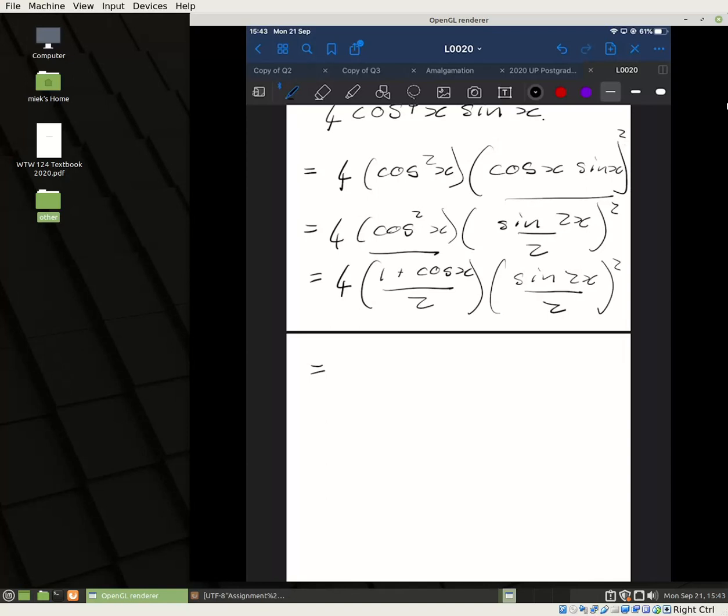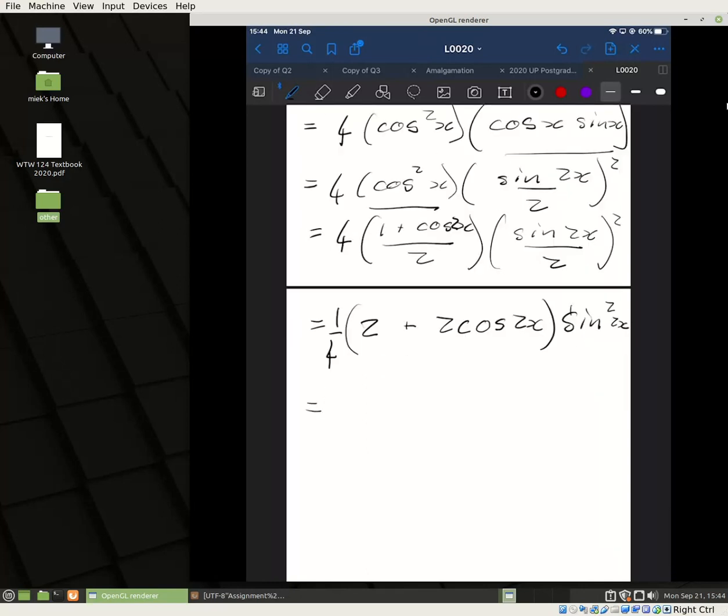And now let us see what we get. Okay, let us multiply out this first factor, so that becomes 2 plus 2 times 2 cosine 2x, and here we've got this 1 over 4, let's write it over there, sine squared 2x.